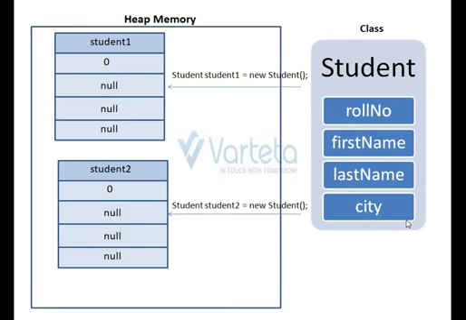So let's take an example. Suppose there is a class Student having roll number, first name, last name and city. Whenever a new keyword arrives in the code, the JVM will create an object for this. Here the student1 object has been created and here the student2 object has been created. Because I am calling only the default constructor of the class, only the default values have been allocated to the properties. Let's take the example in code to understand this in a good manner.